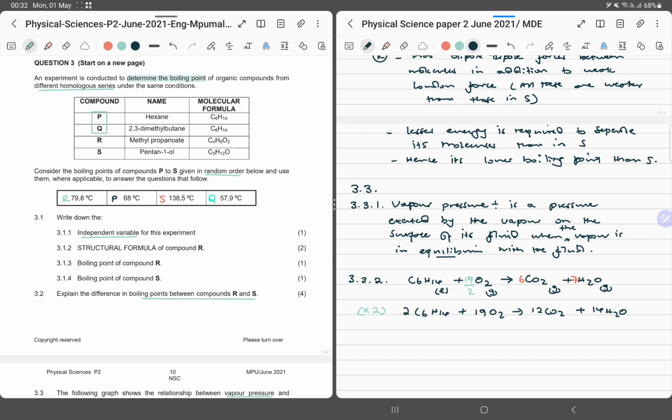Okay, so let's see if everything is in order. And then of course this is liquid, this is gas, gas, gas. All right, now we've got how many? 12 carbons. We've got 12 carbons. We've got 28 hydrogens. We've got 28 hydrogens. We've got 38 oxygens there. And we've got, this is 12 by 2 is 24. 24 plus 14, that's 38. Okay, so we are sorted. Everything is balanced. So this is your answer.